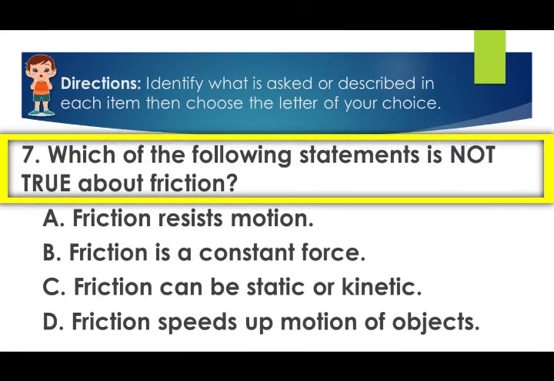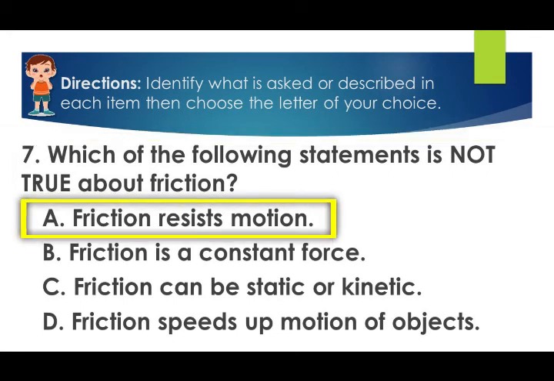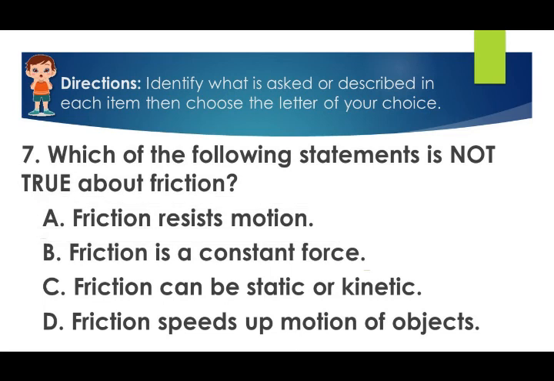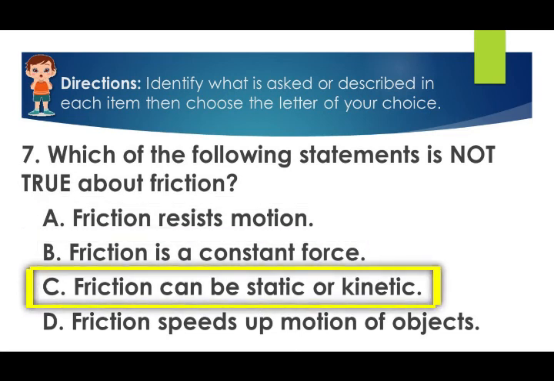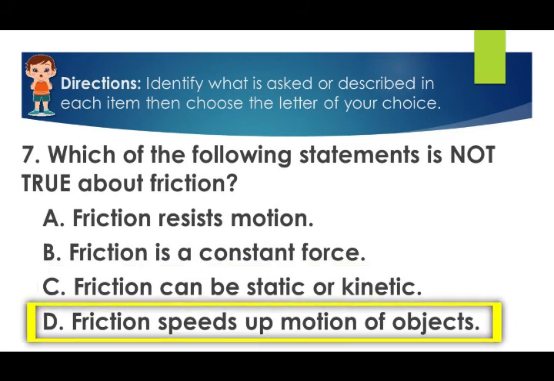Number 7. Which of the following statements is not true about friction? A. Friction resists motion. B. Friction is a constant force. C. Friction can be static or kinetic. D. Friction speeds up motion of objects.